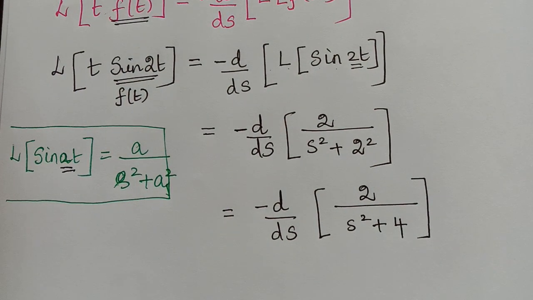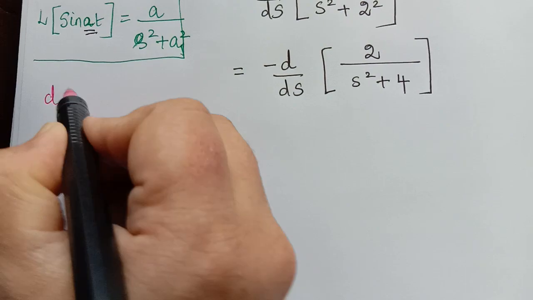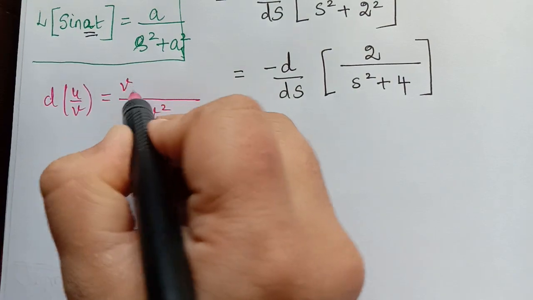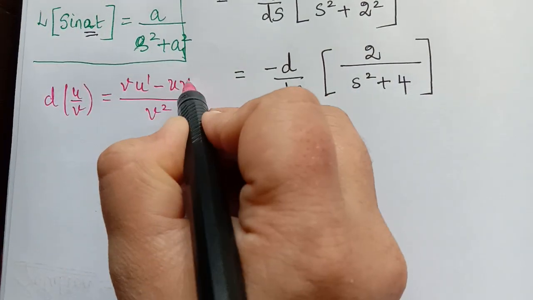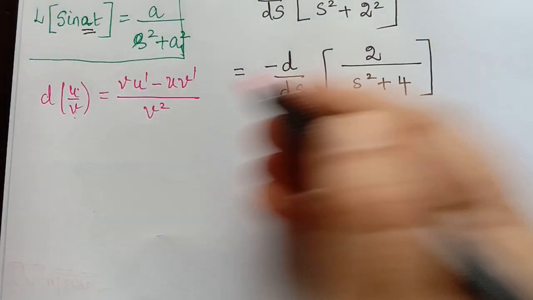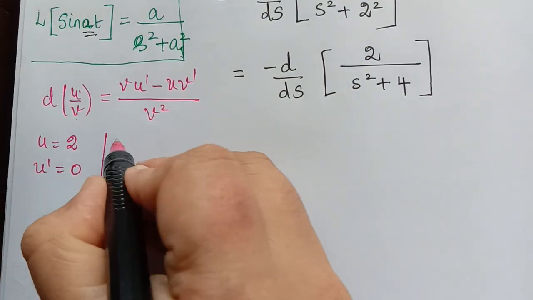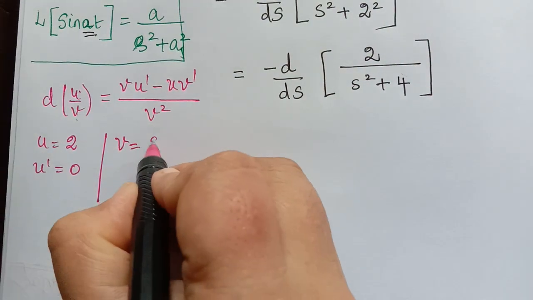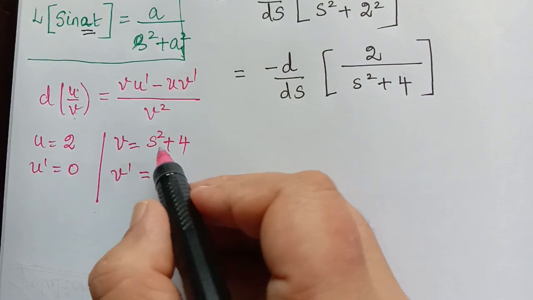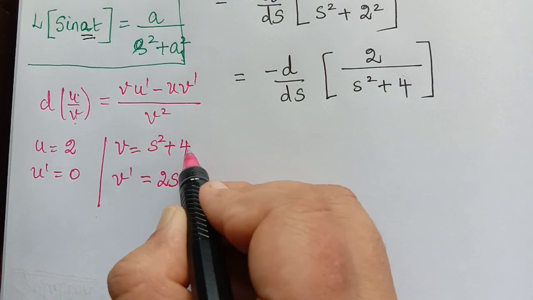Like in our previous video lecture, where we saw that the differentiation of u by v was equal to v multiplied with u dash minus u multiplied with v dash, divided by v square. So here we have u by v, where u is 2. So u dash will be equal to 0 because it is a constant. V is equal to the denominator, which is s square plus 4. So v dash will be equal to the differentiation of this. Differentiation of s square is 2s, plus differentiation of 4 is 0 because it is a constant.